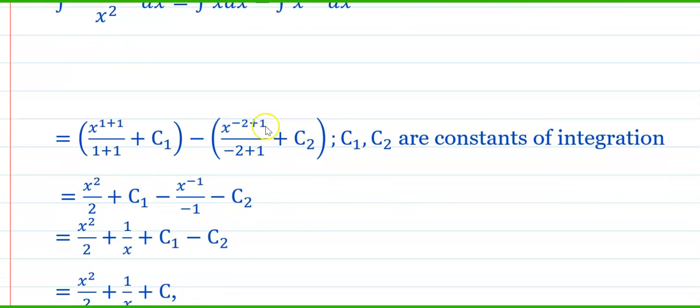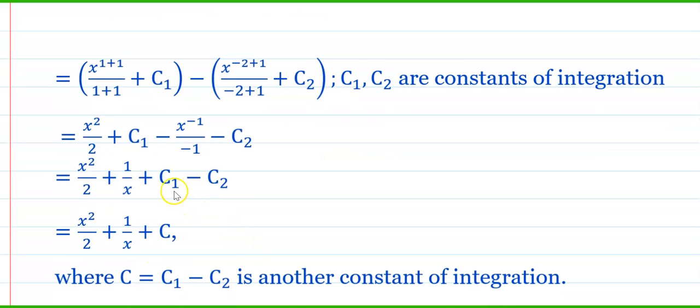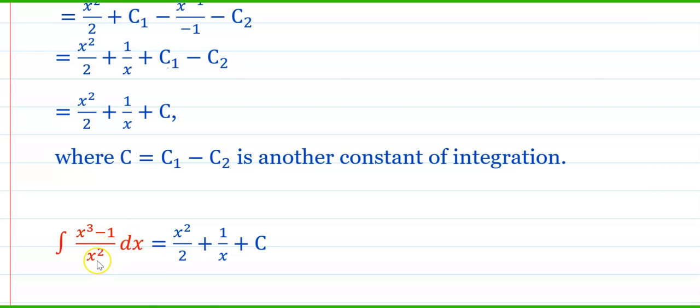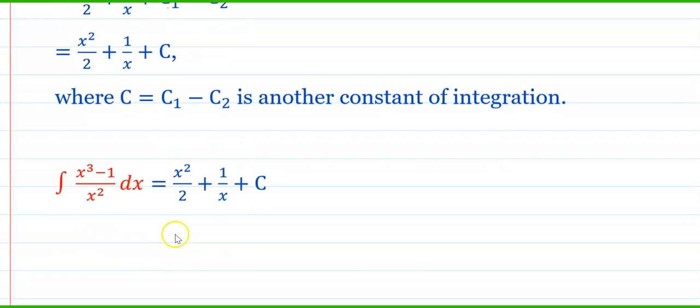Now collect the terms: x raised to minus 2 plus 1 is x raised to minus 1 upon minus 1, and this minus with that minus becomes plus, giving x square upon 2. As its power is minus 1, by the law of indices we can write 1 upon x, plus c1 minus c2, and overall there is a single constant, c1 minus c2, which is again nothing but the constant c. Hence the integral of x cube minus 1 upon x square dx equals x square upon 2 plus 1 upon x plus c. Okay, this is the answer.